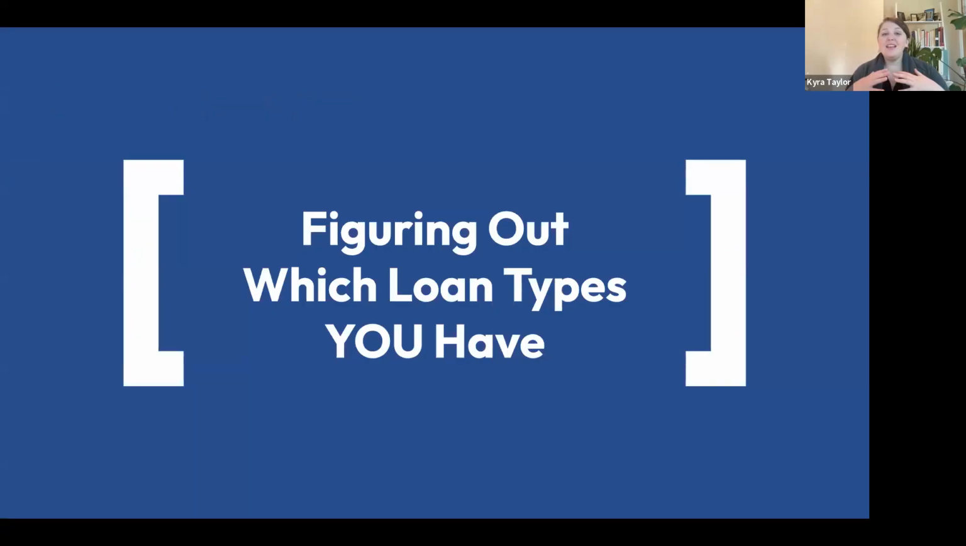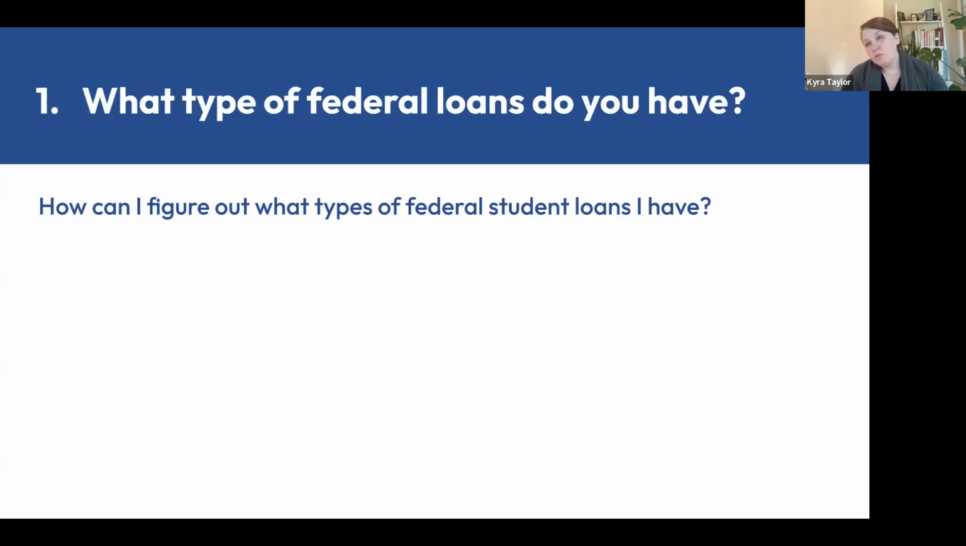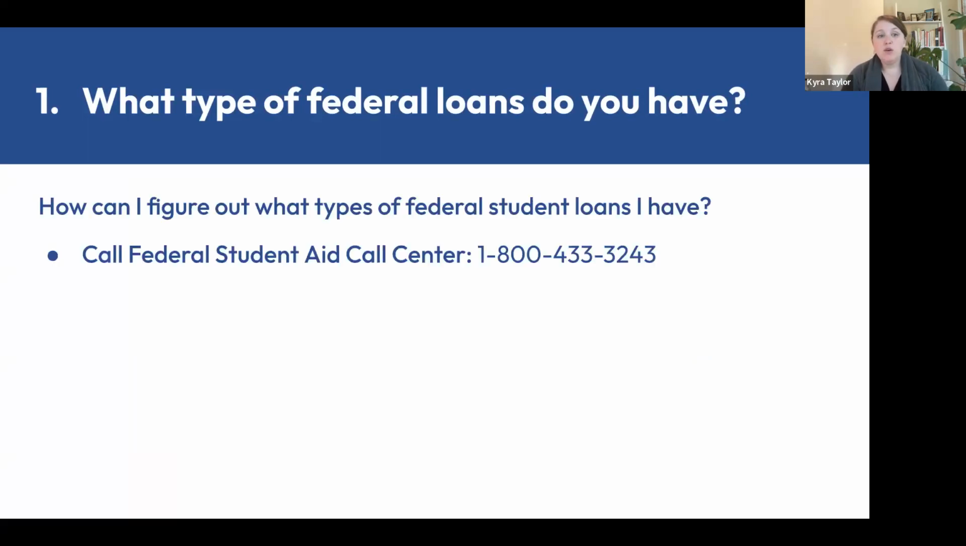Now, let's talk about how you figure out which loan types you have. There are two primary ways to do this. You can either call the Federal Student Aid Call Center at 1-800-433-3243, or you can log into your account on studentaid.gov.